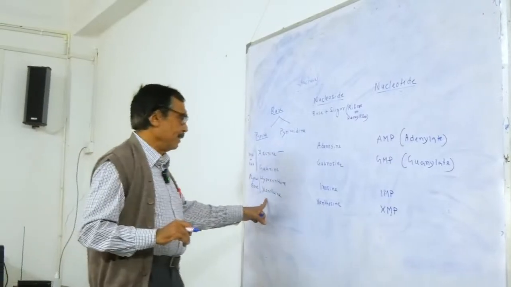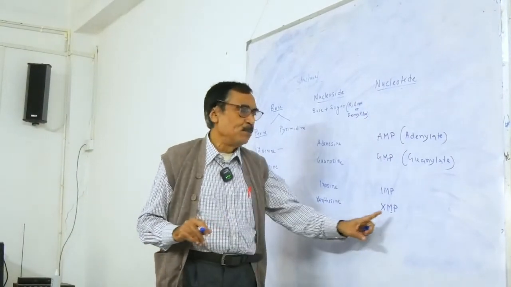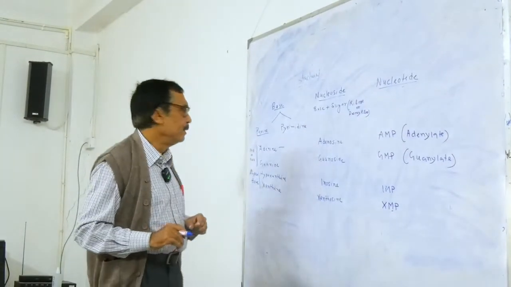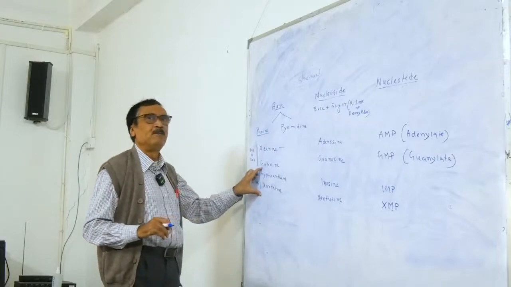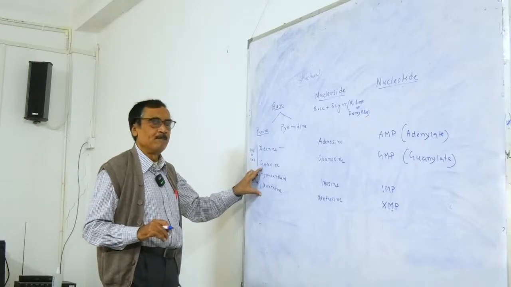Xanthine যদি বেস হয়, xanthosine হবে, xanthosine monophosphate হবে. These are not present in the RNA or DNA. So these are called atypical base.